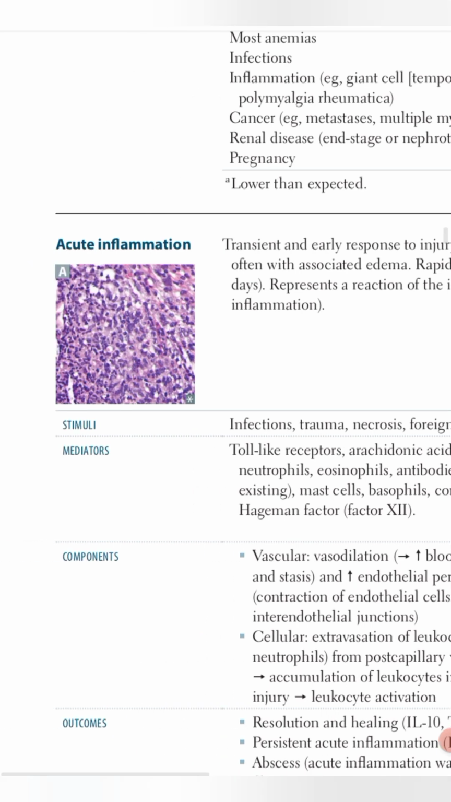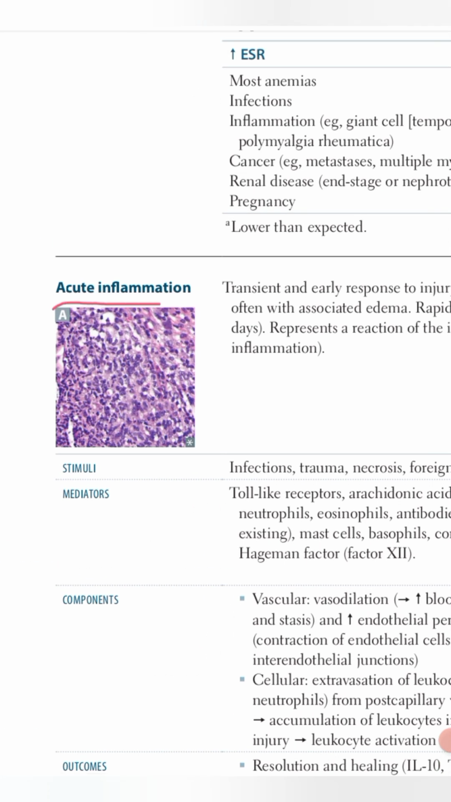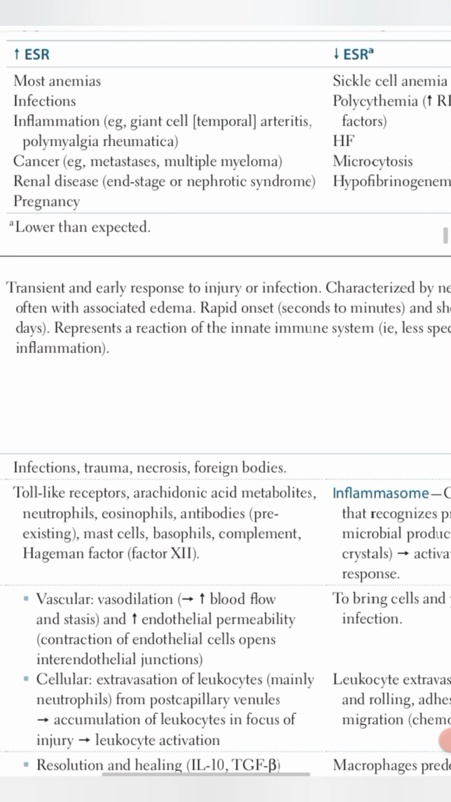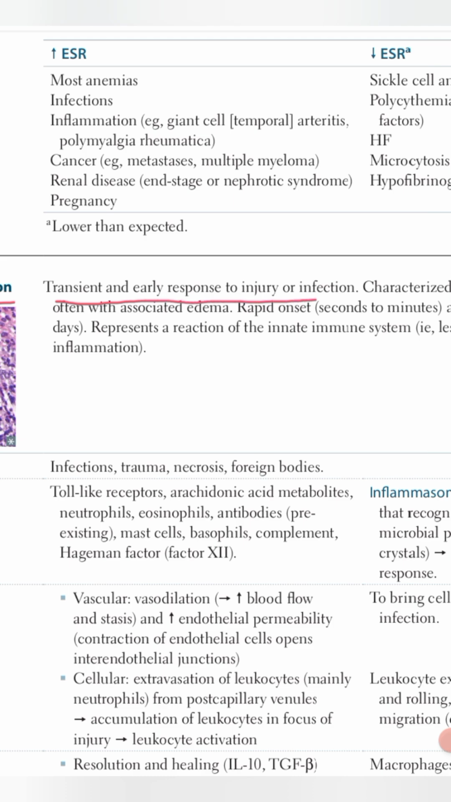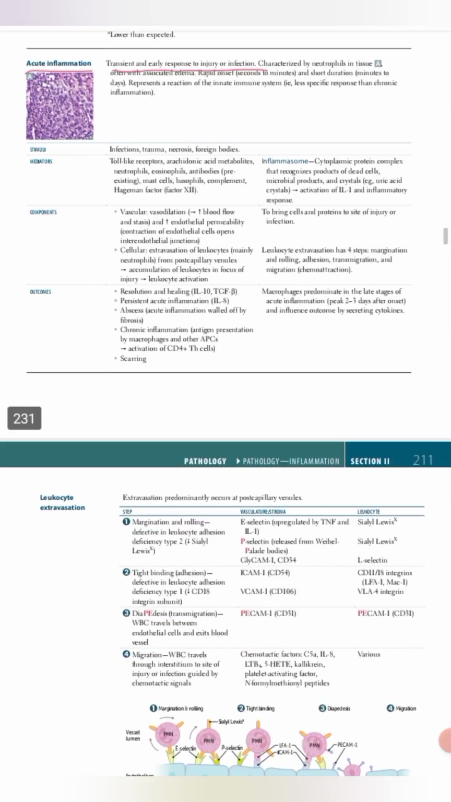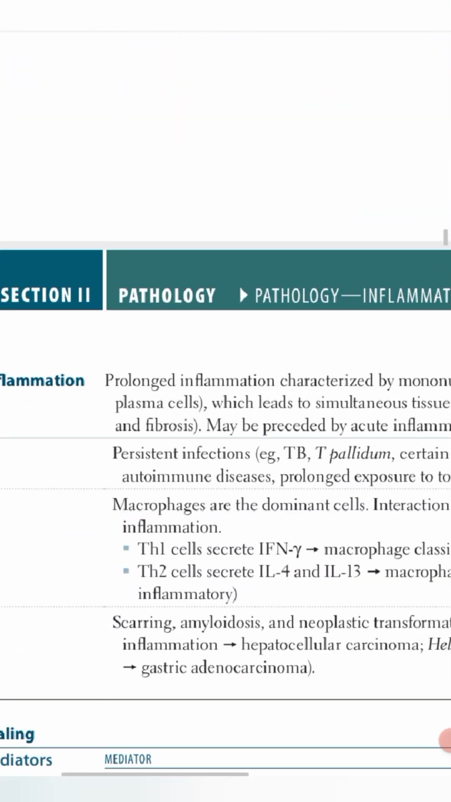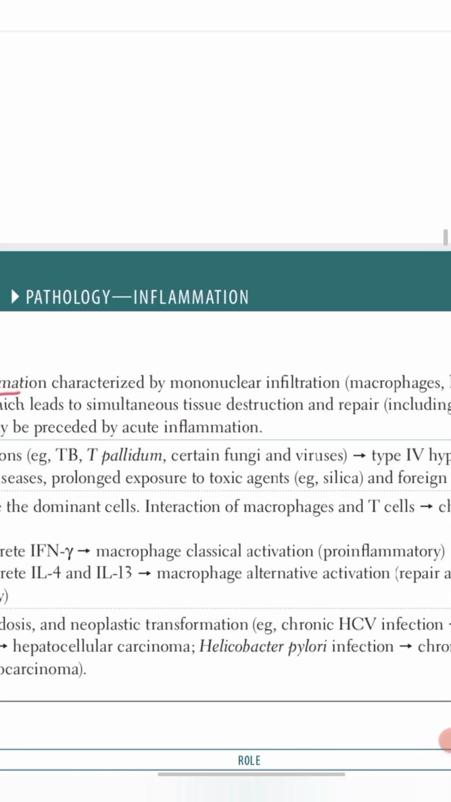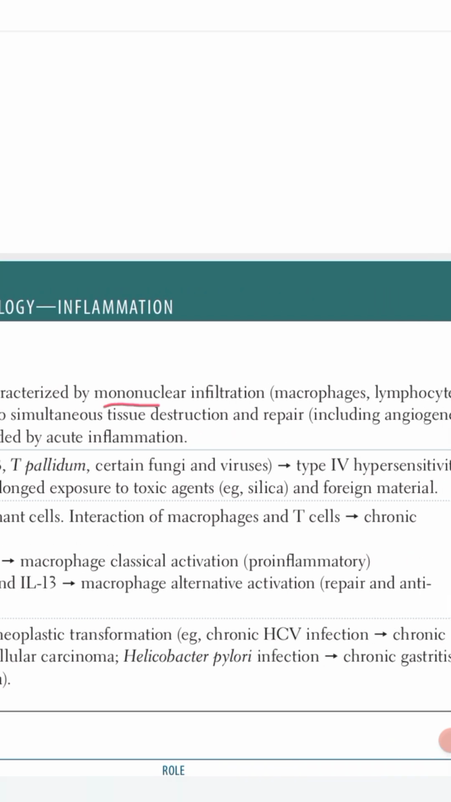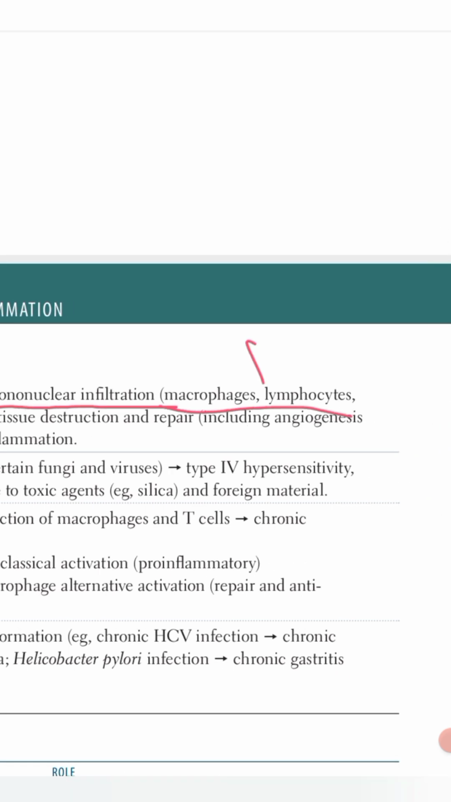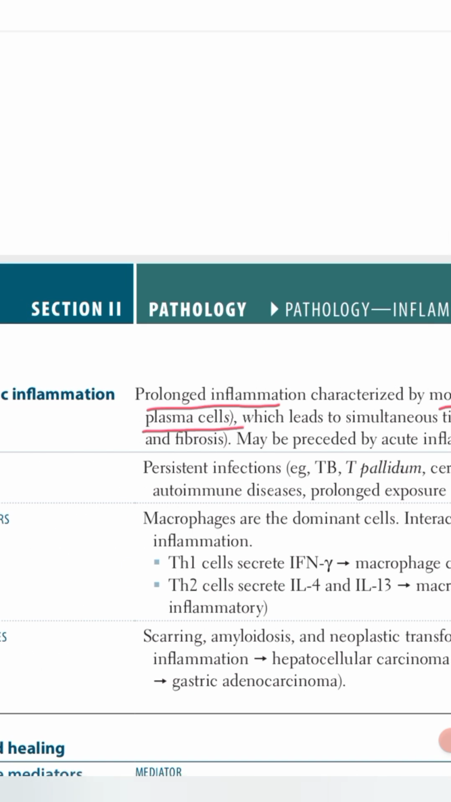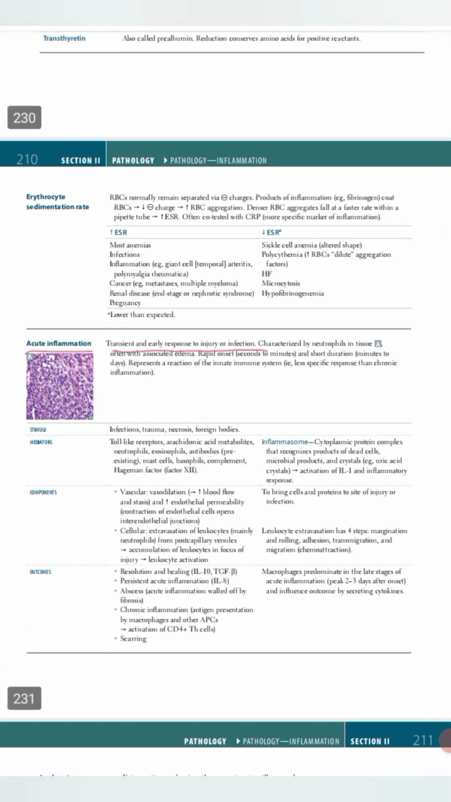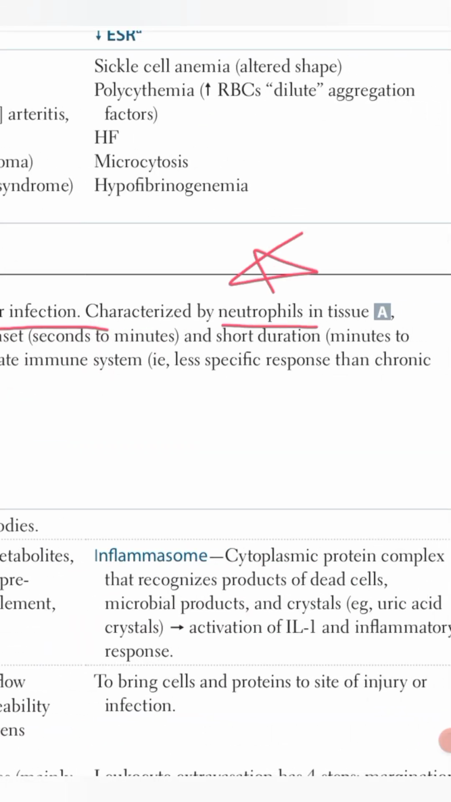We will briefly review the differences between acute and chronic inflammation. Basically, acute inflammation is the transient and early response to injury or infection, as the name suggests, while in chronic inflammation, there will be prolonged inflammation. The main cells involved in acute and chronic inflammation are important. In chronic inflammation, there is mononuclear infiltration, which includes macrophages, lymphocytes, and plasma cells, while in acute inflammation, there are basically neutrophils present.